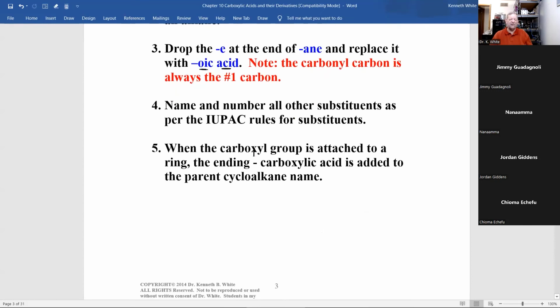Now I have a number 5 and I'll never put that on a test. I don't use it that often even. When a carboxylic acid is attached to a ring, not a benzene ring, the ending carboxylic acid is added to the parent name cycloalkane. I will never put that on a test or the final, but at least you know about it.